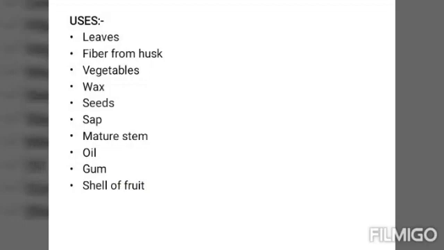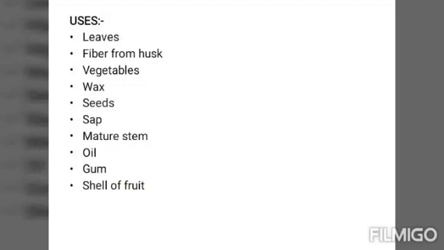And now we come to sap. Sap is used for sugar making, vinegar, and fermented liquor. Examples of palms from which you can get sap are coconut and Borassus. Next is the mature stem. It is used in buildings and boat making. Examples are Caryota and Borassus. And number 8 is oil. Oil is found from the kernel of coconut. It's very common, like coconut oil, especially in the south. They mostly use coconut oil.